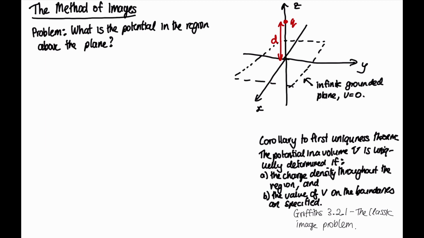We're now going to consider another useful tool that physicists use. So this tool is the method of images, and we'll actually need to use the previous tool, the uniqueness theorem, in order to show why this method works.